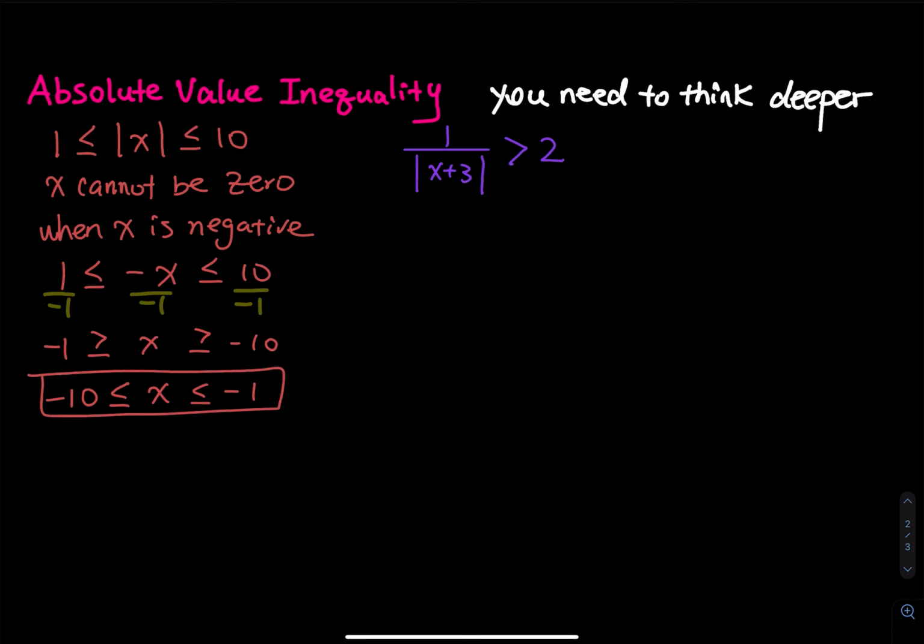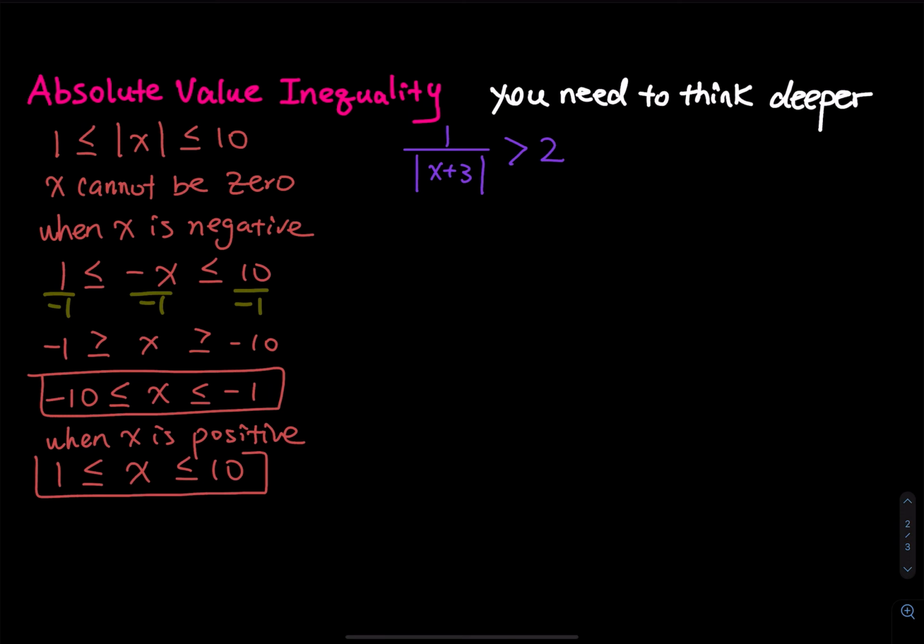And then the other solution set is, what about when x is positive? When x is positive, you have 1 less than or equal to x less than or equal to 10. That's it. So you have two solution sets. Okay, can you graph them on a number line? Absolutely. So we draw a number line, and then we have negative 10 to negative 1, and then we have 0 in the middle, and then you have 1 to 10.